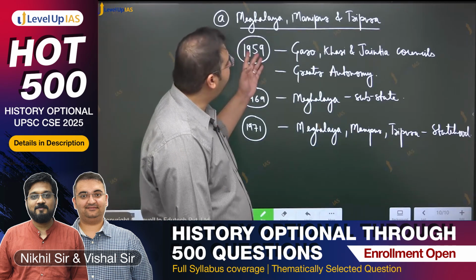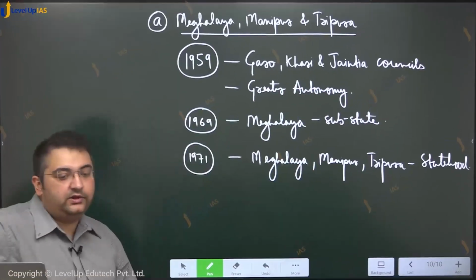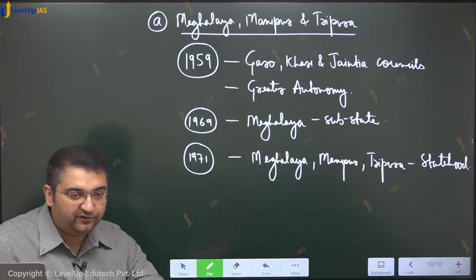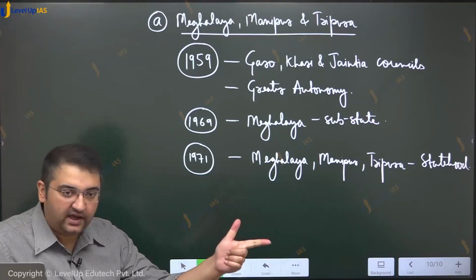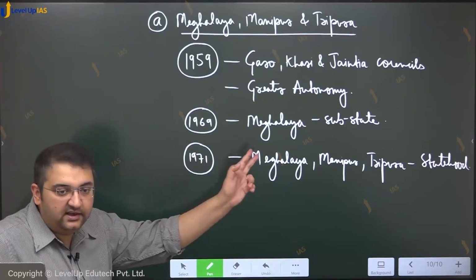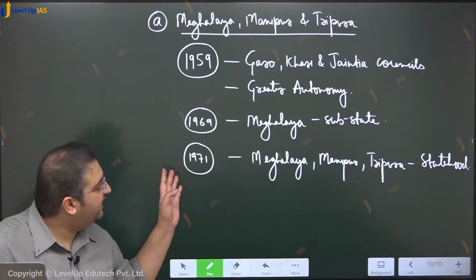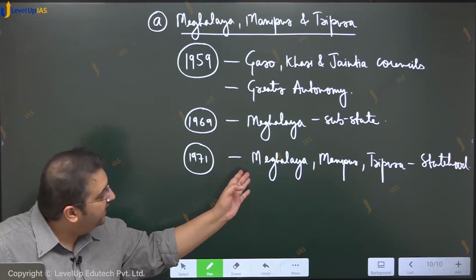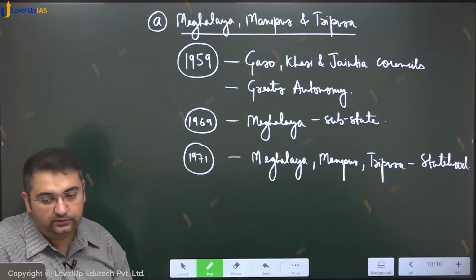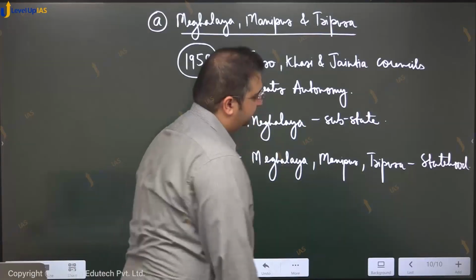ठीक है, 1959 में क्या हुआ है? Garo, Khasi and Jaintia councils have been given greater autonomy with all powers of a state except for having a separate governor, a separate high court and a separate legislative assembly. मेघालय को 1969 में एक सब स्टेट बना दिया गया within the greater Assam region with its own legislative assembly, and in 1971 Meghalaya, Manipur and Tripura as 3 new states. ये हो गया मेघालय, मणिपुर एंड त्रिपुरा का एक्सपीरियंस.